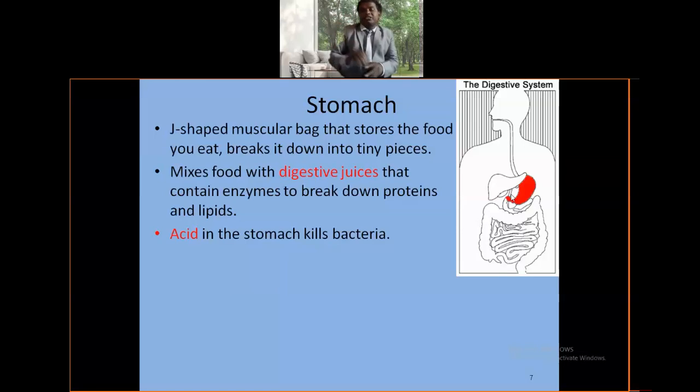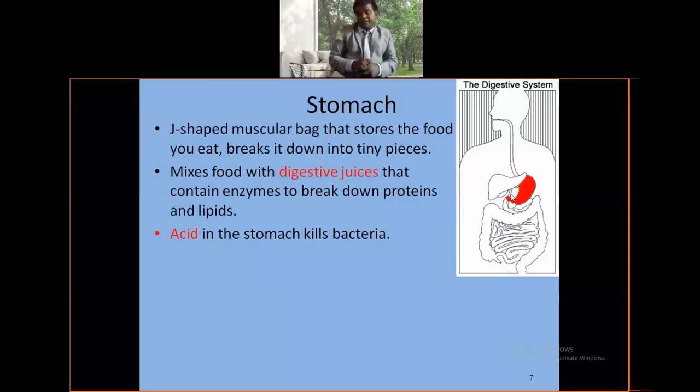Only proteins and slightly lipids are digested there, but carbohydrates are not digested. Remember one more important point. In the stomach, the food is partially digested. Partially digested acidic food is called chyme. That is one of the important things.